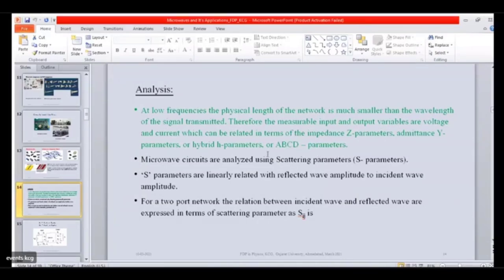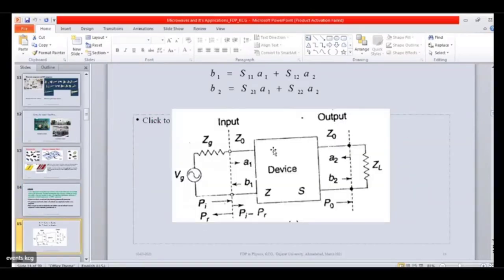So now we'll define the S parameters in terms of the waves, right? S parameters are the parameters which linearly relate the reflected wave amplitude to the incident wave amplitude, right? And for a two-port network, the relation between incident wave and reflected wave is expressed in terms of scattering parameters as Sij, and it is written here. Here you see that our microwave network, this block, this box, we call it a black box. It consists of some microwave network, right?